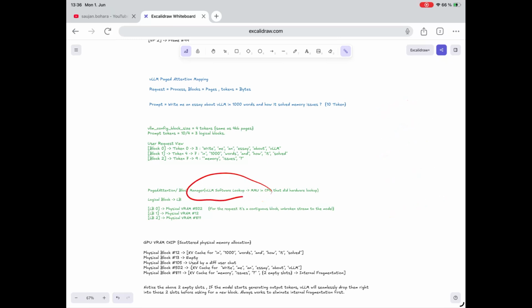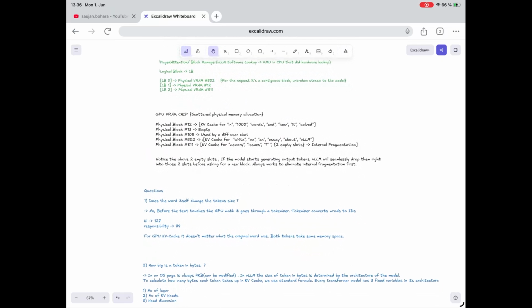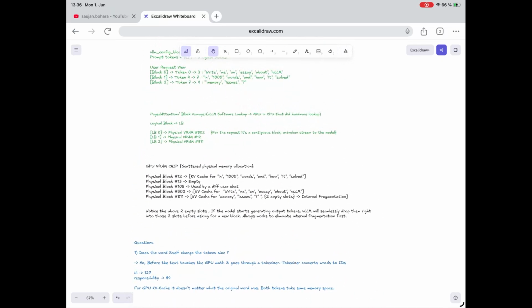The only thing different here is that in our CPU, the MMU is a hardware chip, the hardware component that does the lookup. But with vLLM, it's a software lookup, not a hardware lookup. So the block manager does that. And what it might look like in the physical chip might be something like this. Say you have physical block 12 that will have the KV cache for this particular block. So VRAM 12 has logical block 1, and logical block 1 has that token, so block 12 will have that particular token.